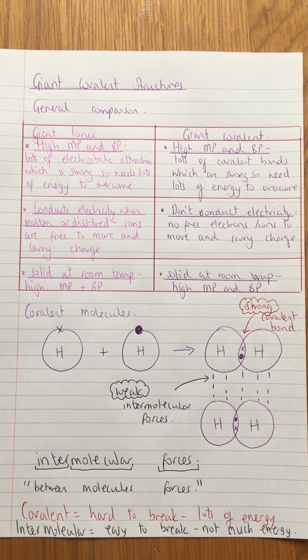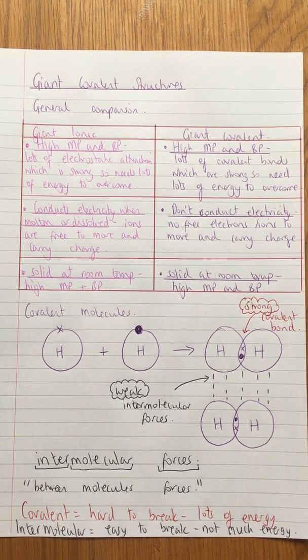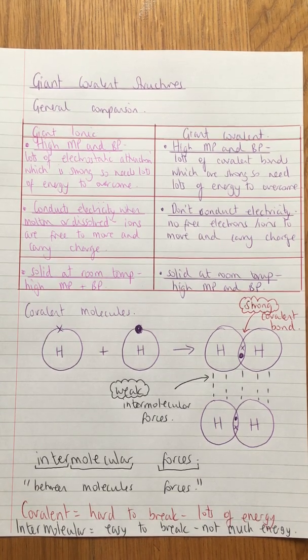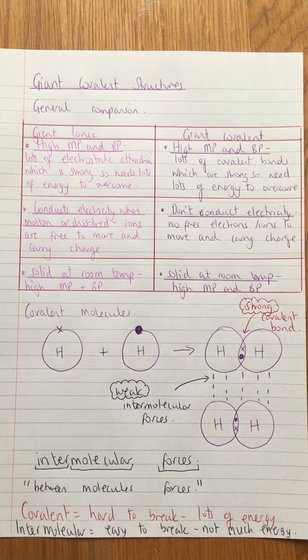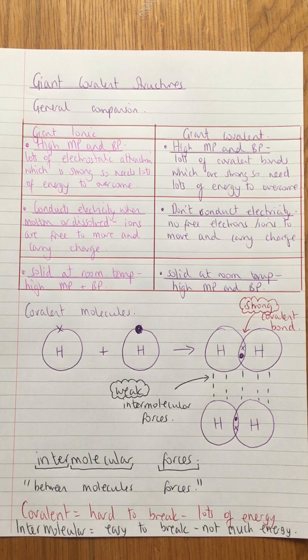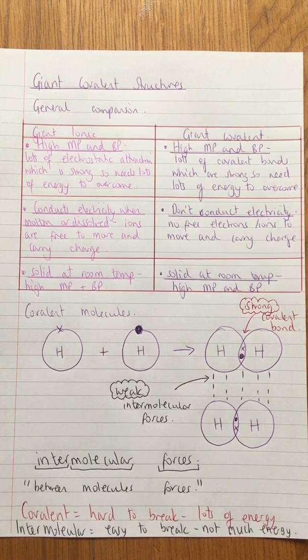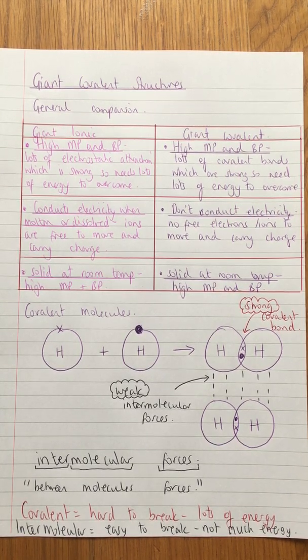So today we're looking at giant covalent structures. Last lesson you looked at covalent bonding, which is the type of bonding that happens between non-metals. You learned that electrons are shared and that the covalent bond itself, the overlap, is very, very strong. So just like giant ionic bonds that can add together to form giant structures, we can also get giant structures with covalent bonds as well.